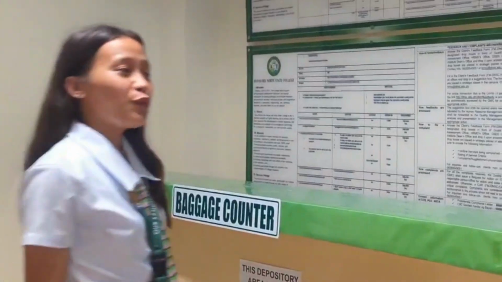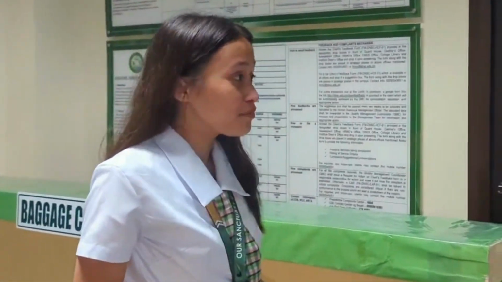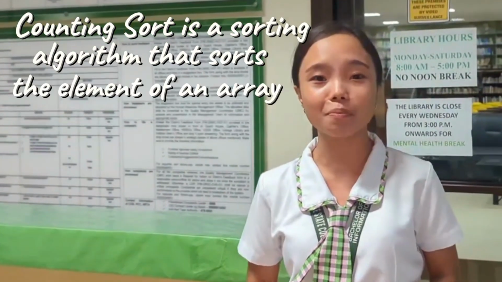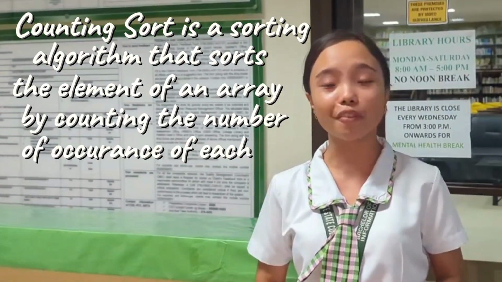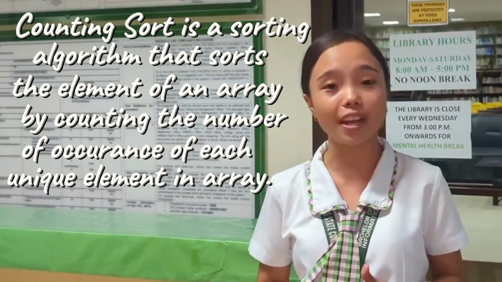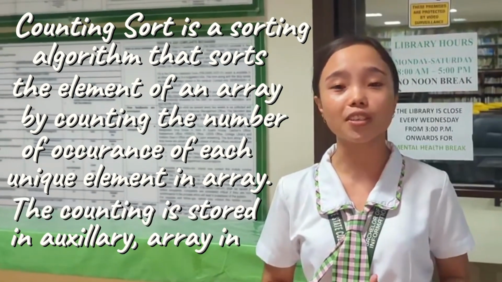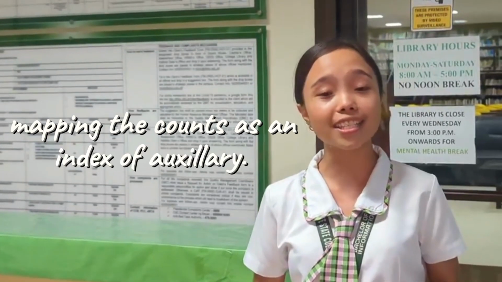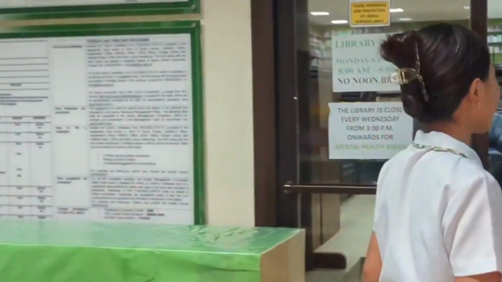Rana, do you know what the counting sort algorithm is? Counting sort is a sorting algorithm that sorts the elements of an array by counting the number of occurrences of each unique element in the array. The counting is stored in an auxiliary array. The sorting is done by mapping the count as an index of the auxiliary array. Let's go, Janet, and calculate it.